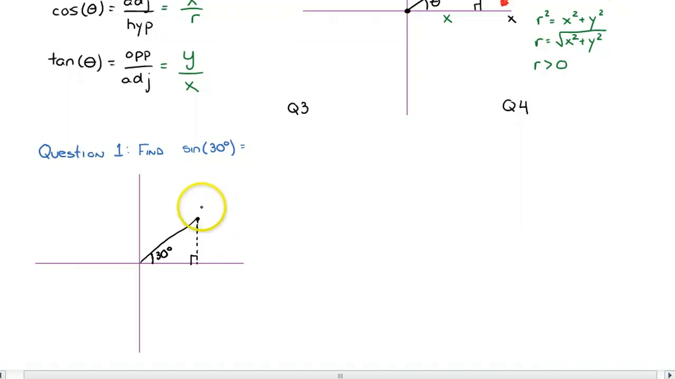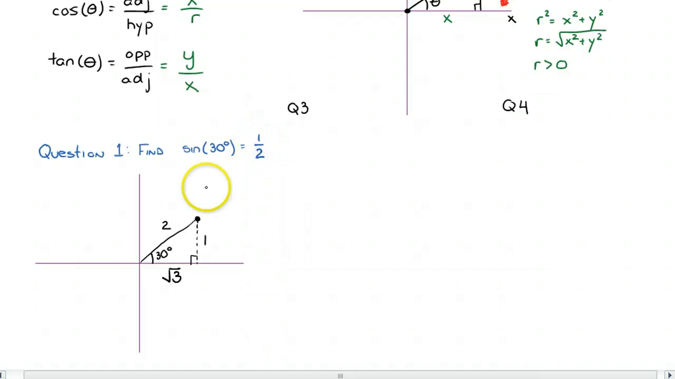So now, it'd be nice if I had this x and y point. And it turns out that a 30-degree triangle, 30, 60, 90, is that special case we know so much about. So the opposite of 30 is 1, the adjacent is root 3, and the hypotenuse is 2. So I can very quickly see that sine of 30 degrees is going to be 1 over 2.